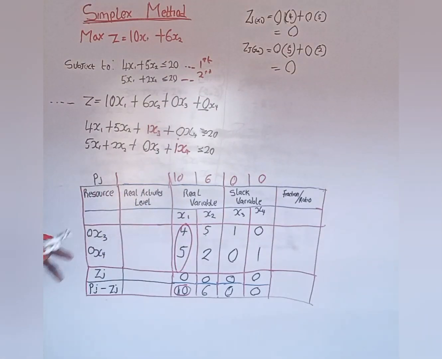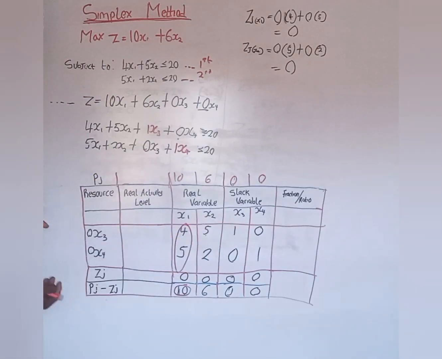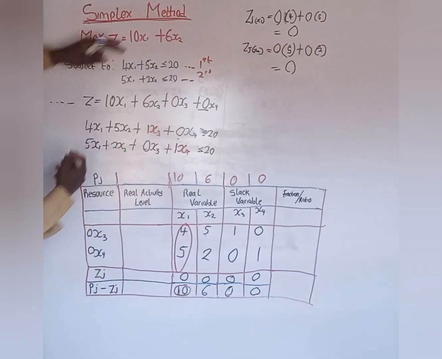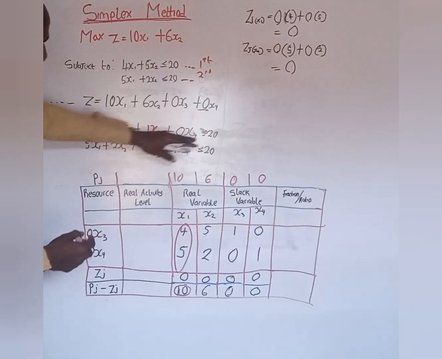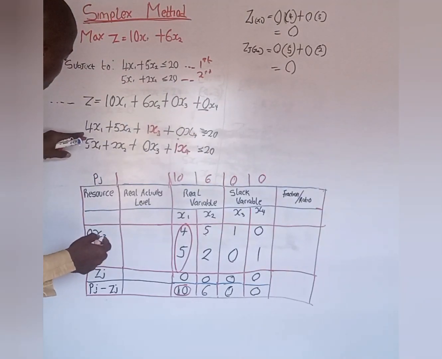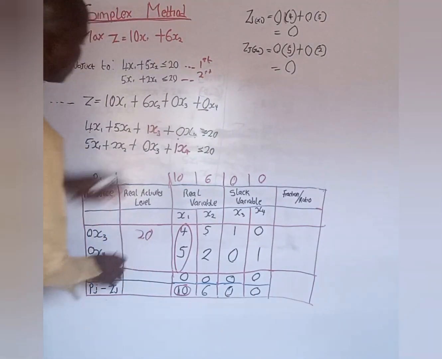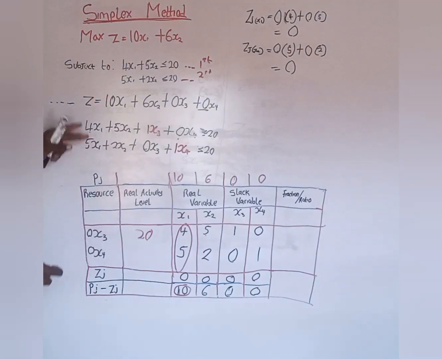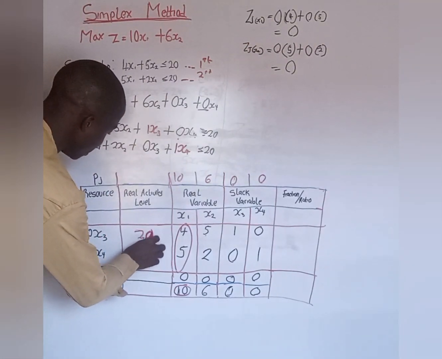How do I get the key row? Of course, this is row and this is column. So how do I get my key row? If I want to get my key row, don't forget that the reactivity level for our standard constraint, for the first one, is 20. So I'm going to be having 20 in this place. And the reactivity level for the second constraint is also 20. So I'm going to be having 20 in this place.